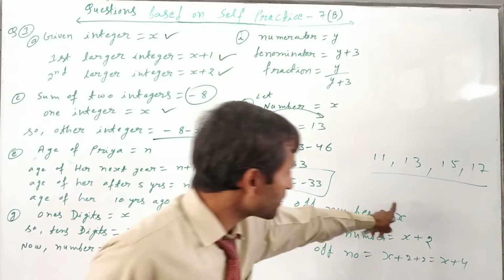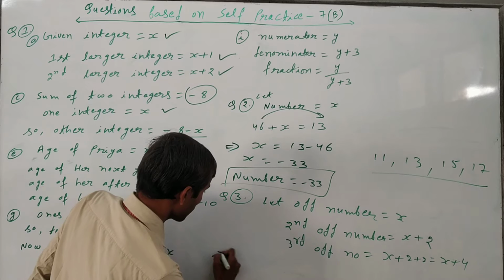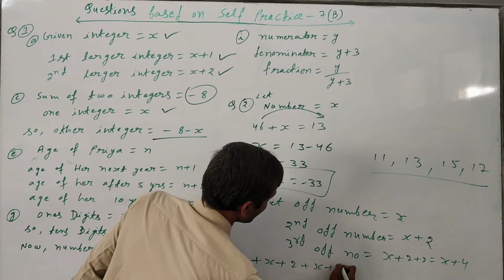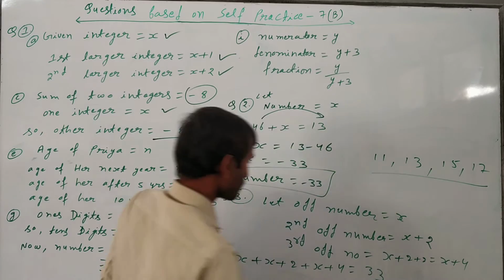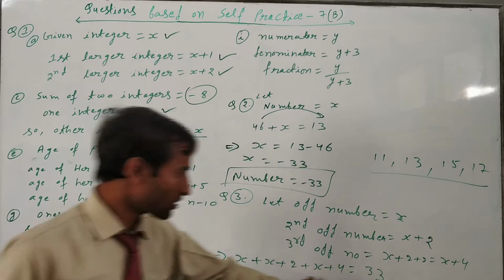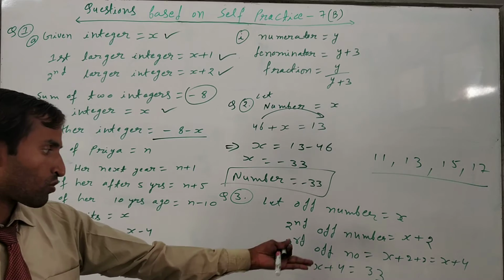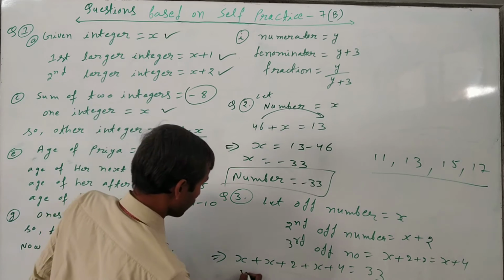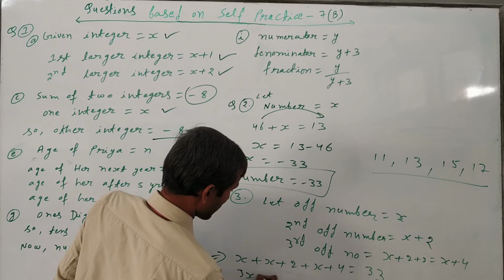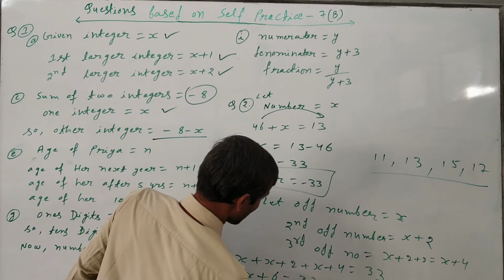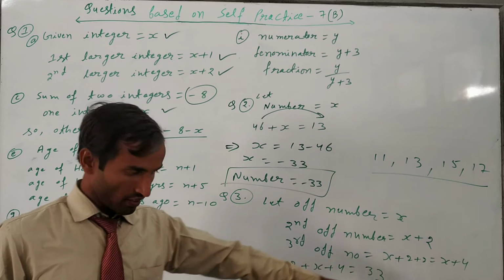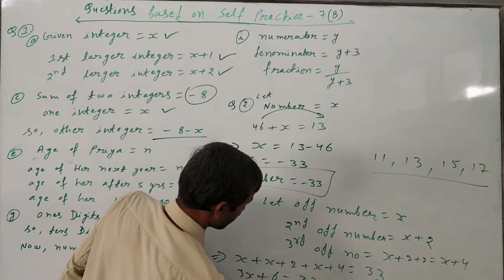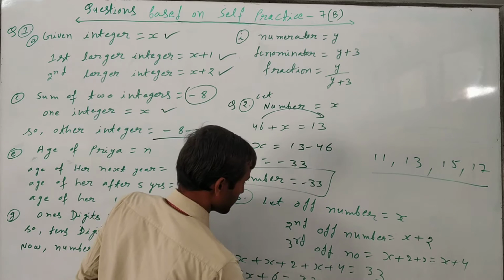Now add these odd numbers and put them equal to 33: x plus x plus 2 plus x plus 4 is equal to 33. This is a linear equation. Now we have to solve it. So 3x will come, and 2 plus 4 is 6, equal to 33. Now transpose this constant to the other side. So 3x is equal to 33 minus 6, and 33 minus 6 is 27.